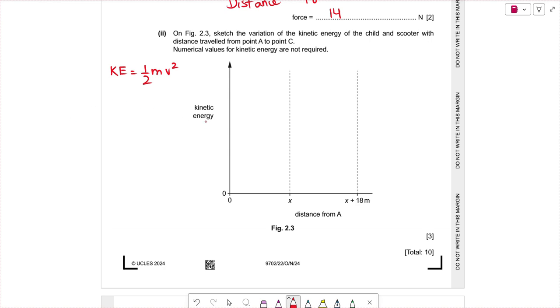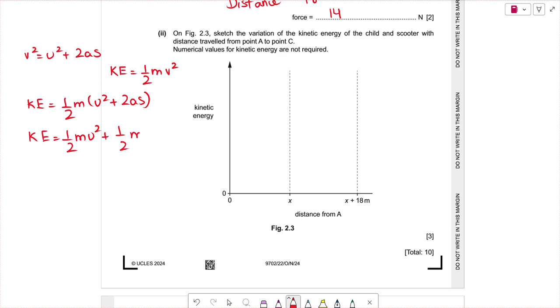Now, since we have to plot a graph for kinetic energy against distance, and we know one equation of motion, which is v square equals u square plus 2as. If we substitute v square as u square plus 2as, and multiply 1 over 2m with it, we get 1 over 2 mu square plus 1 over 2m times 2as. So 2 and 2 get cancelled. I can write it as mas plus 1 by 2 mu square.